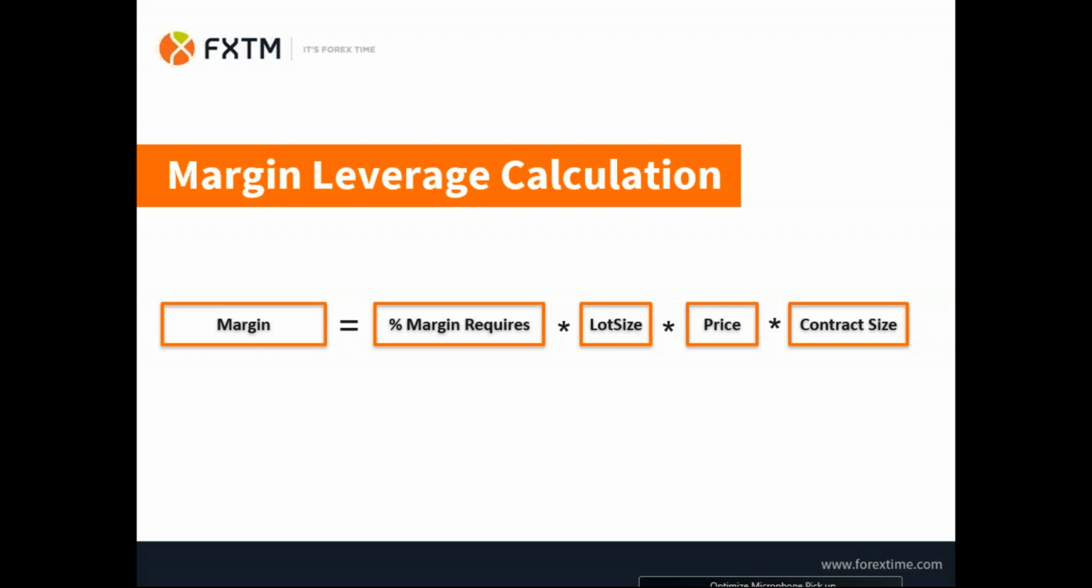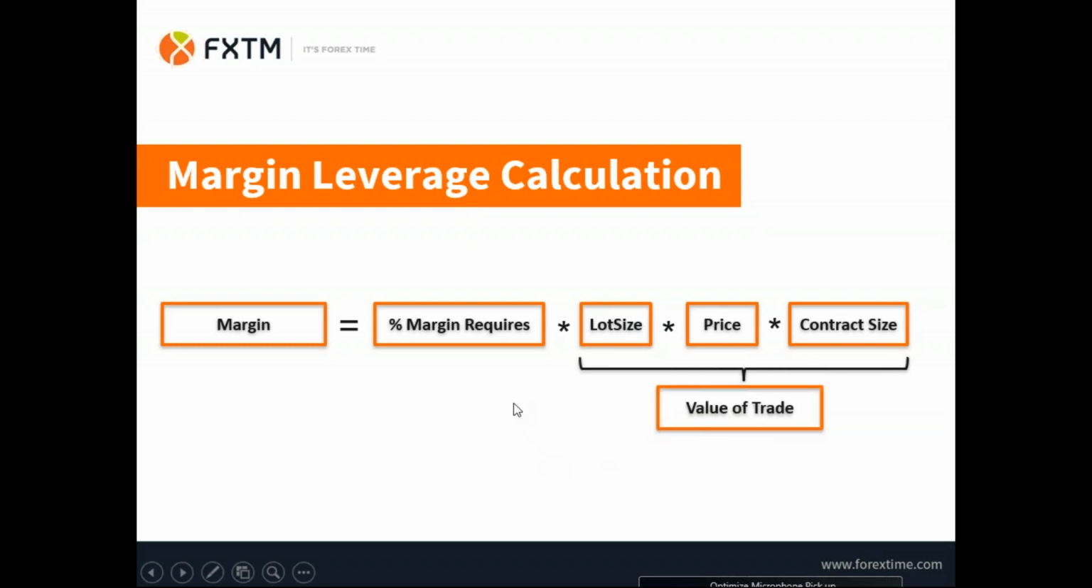So margin is equal to the percentage of margin required times the lot size, times the price, times the contract size. And this is the total value of the trade that you can get. So this is the value of the trade.